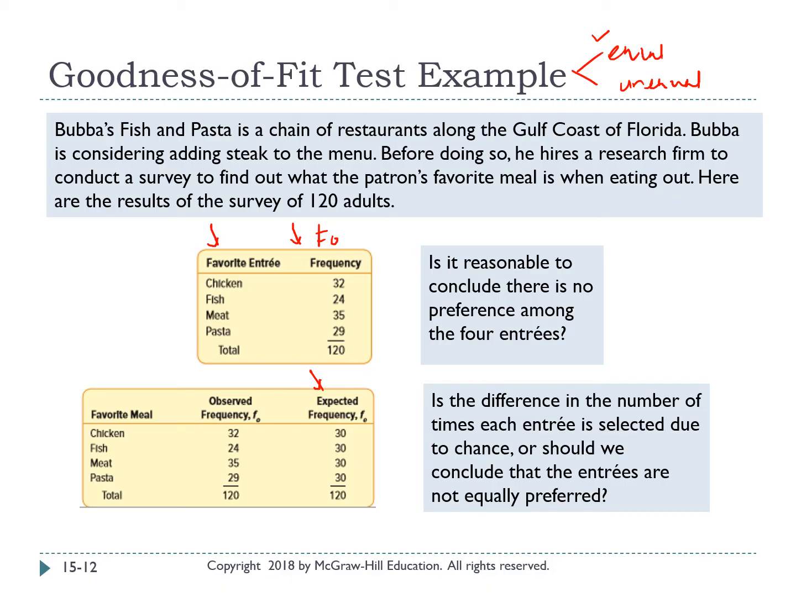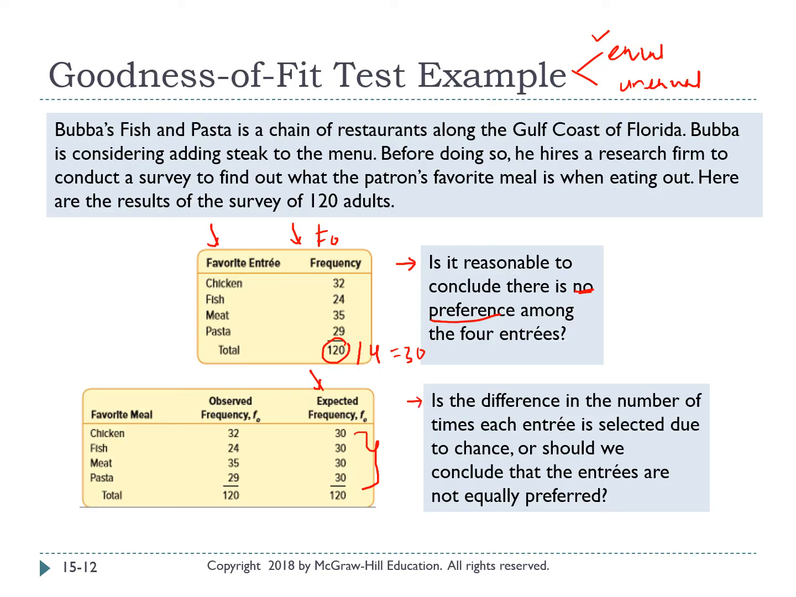How to compute the expected frequency? You have to read the question. Is it reasonable to conclude that there is no preference among the four entrees? So the keywords is no preference. It means that all the 4 entrees are equal. So how to compute it? You have 120 frequency divided by 4 entrees, and this will give us the value of 30 for each of the entrees. So if you look at the answer for expected frequency, all the entrees are the same, which is 30. That's why we call it equals expected frequency.